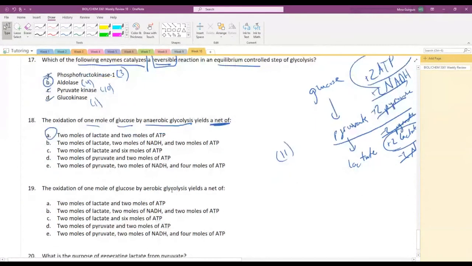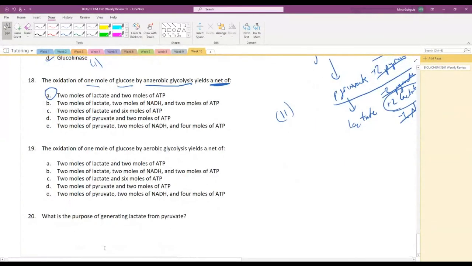Okay. The oxidation of 1 mole of glucose by aerobic glycolysis yields a net. So once again, we're dealing with net. So we don't need to say ATP plus minus 2 ATP. We don't need to deal with any of that. 1 mole of glucose, once again, this time it's aerobic.